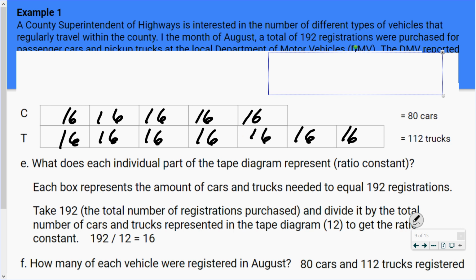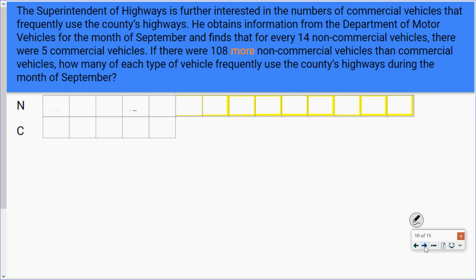Okay, so always remember when they're asking you for totals, you're going to take the entire tape diagram and divide it into that total that they gave you. Okay? When they want to know a total number and then break it down by cars and trucks or apples, oranges, whatever they ask you. All right, next problem.